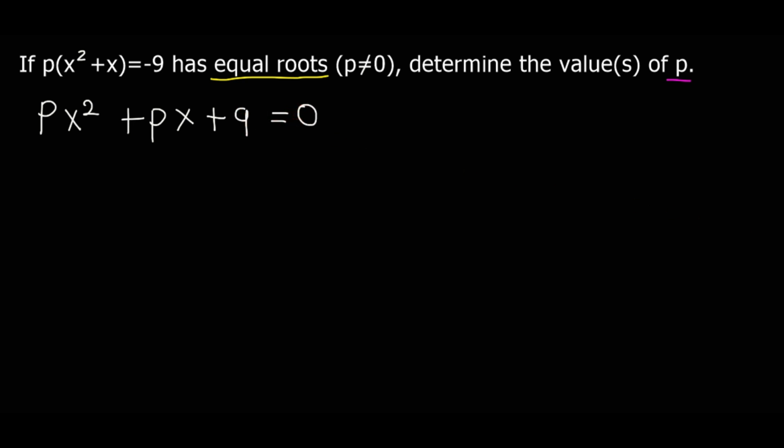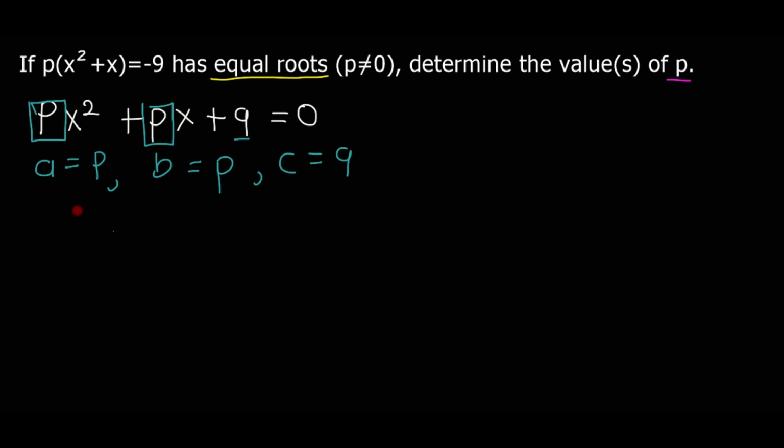So we have p times x squared, which is px squared, and p times x, which is px, and then we take minus 9 to the other side so it becomes positive, equal to 0. From there you may realize already the value of a is p, the coefficient of x squared, and the value of b is also p, and the value of c is positive 9, the one without x.